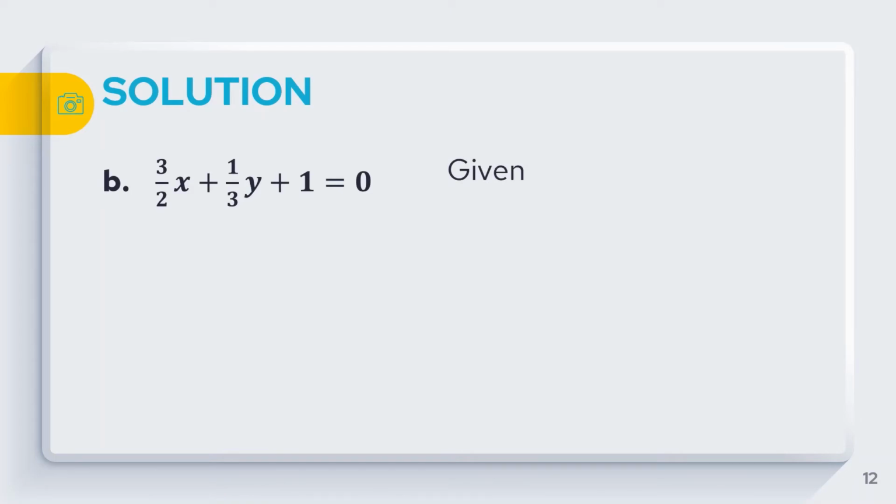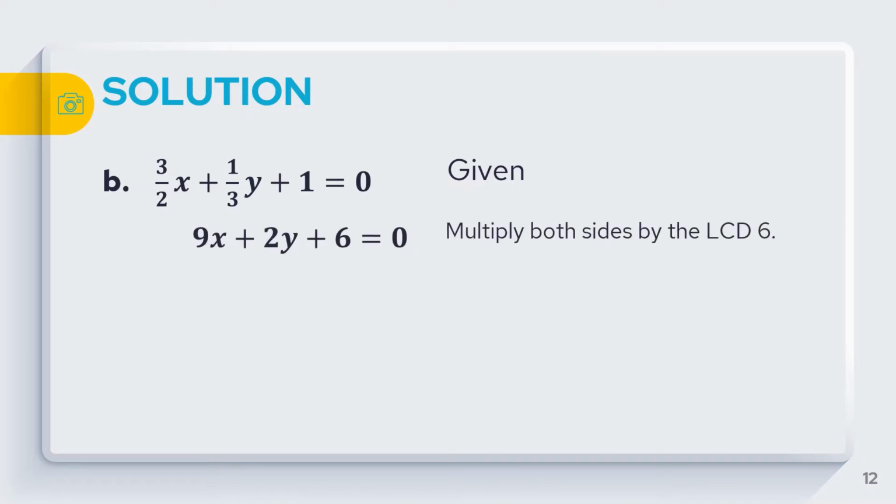Second example, the given is 3/2 x + 1/3 y + 1 = 0. Multiply both sides by the LCD, which is 6. 3/2 x times 6 is equal to 9x, since 6 times 3 is equal to 18, divided by 2 is equal to 9. Copy the x variable, and then 1/3 y times 6 is equal to 2y, since of course 1 times 6 divided by 3 is equal to 2, and then 1 times 6 is equal to 6. Our part of our solution now is 9x + 2y + 6 = 0.